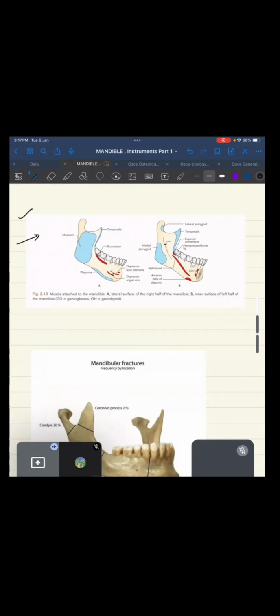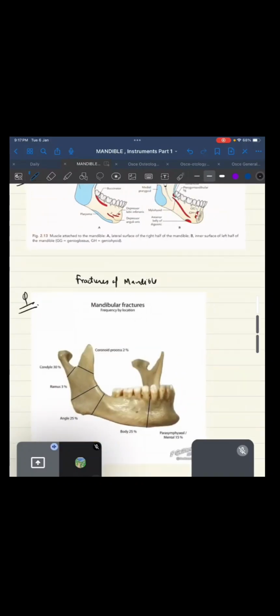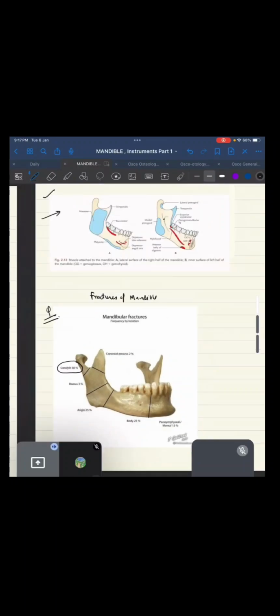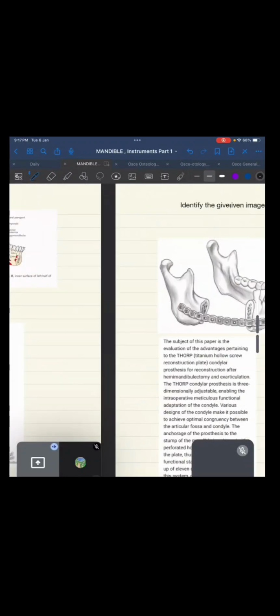Now, what question comes from this image? Okay, what is the site where maximum fracture occurs in the mandible? So for fractures of the mandible, please remember this picture. What is the most common site that you can see? This is your condylar fracture. Okay, this can be one of the reasons. Apart from that, nothing else is there from this.